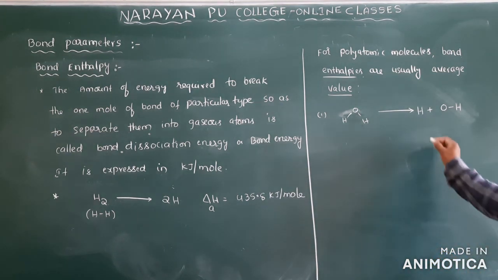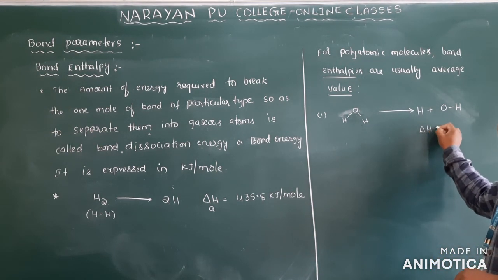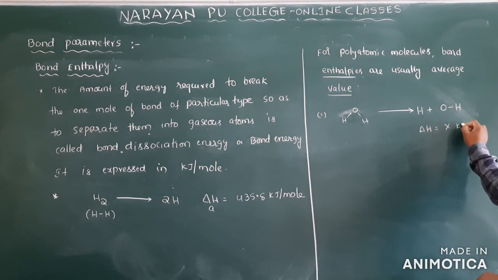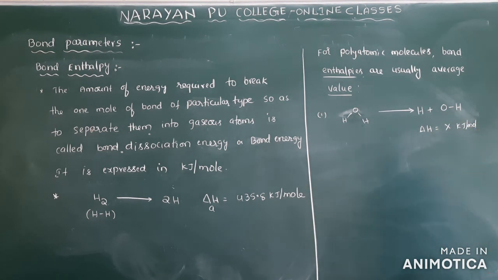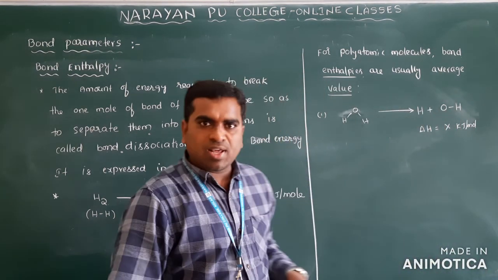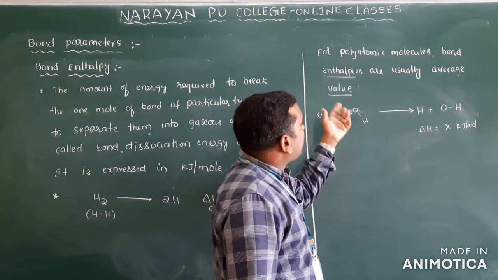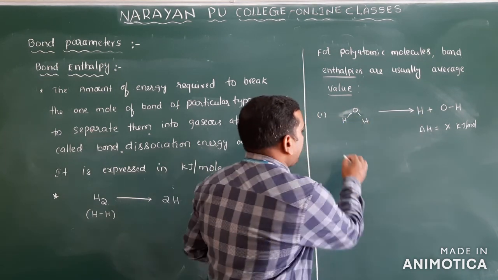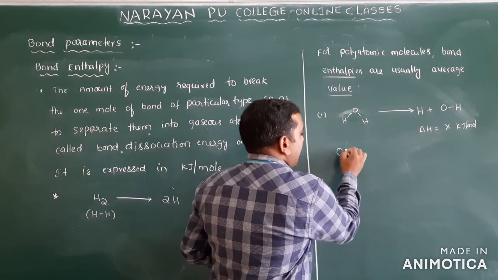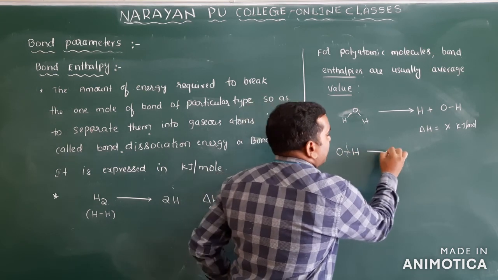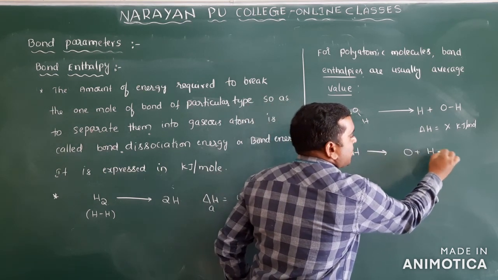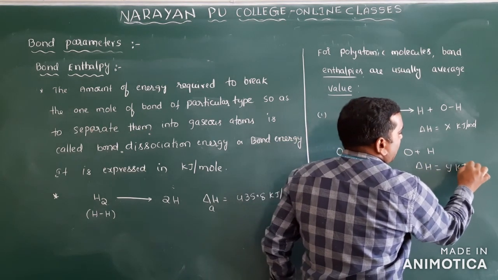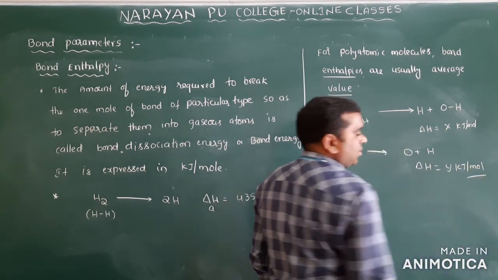OH. For this one, just assume the energy required is x kilojoule per mole. How much required here? X kilojoule per mole. Clear? And now I have not totally broken all the bonds here. Only I broke the first bond, and another OH is there, and this bond also I have to break. To break that bond also I need some energy, and we just assume y kilojoule per mole.